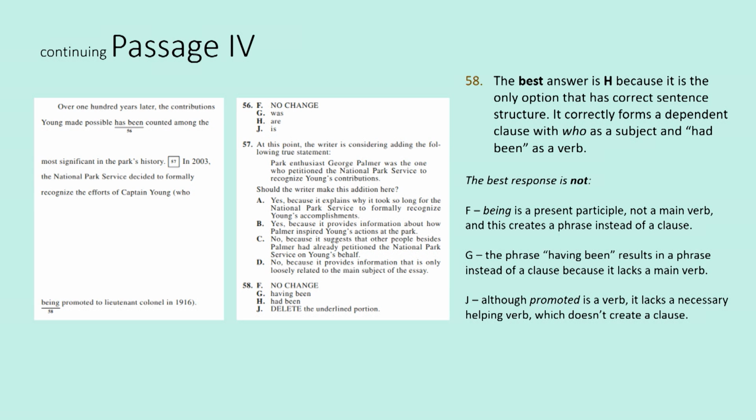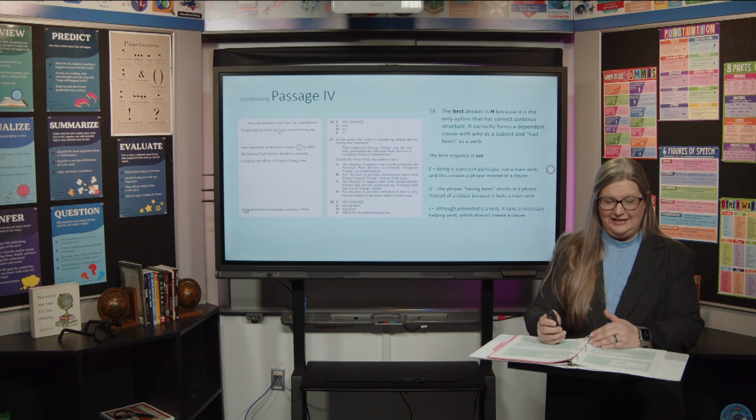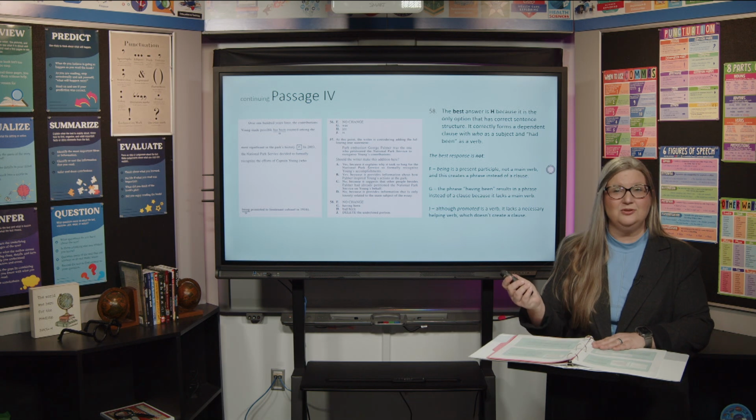For the answer choice G, the phrase having been results in a phrase instead of a clause because it lacks a main verb. And J, although the word promoted is a verb, it lacks a necessary helping verb, which doesn't create a clause. And so again, the best answer choice is H. All right, we're getting close, aren't we?